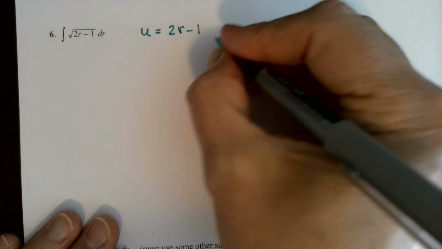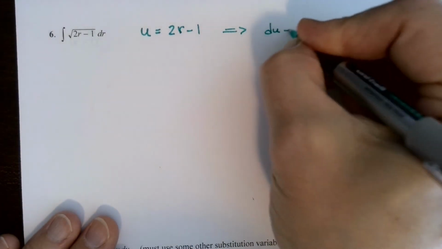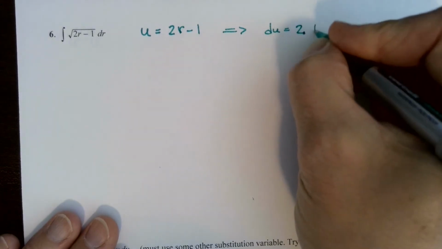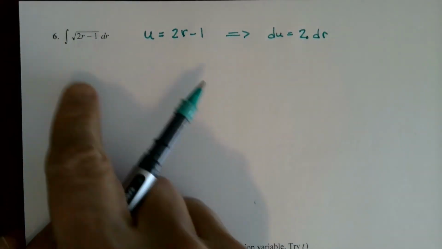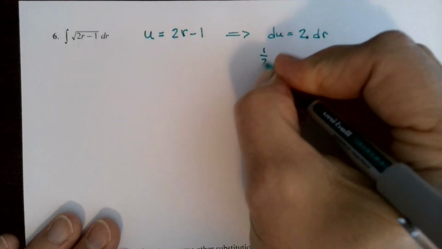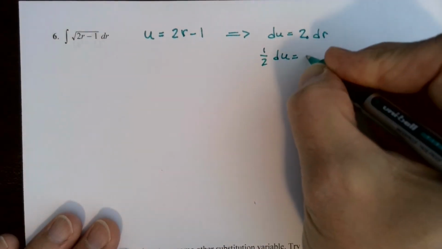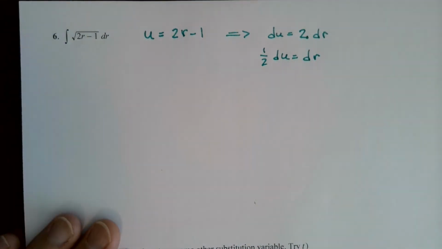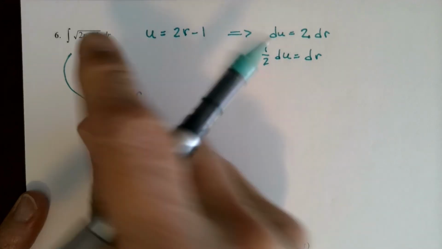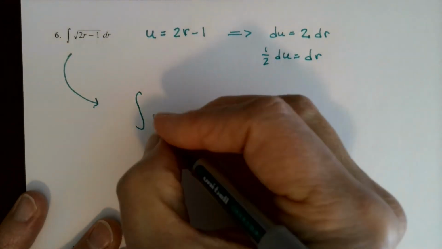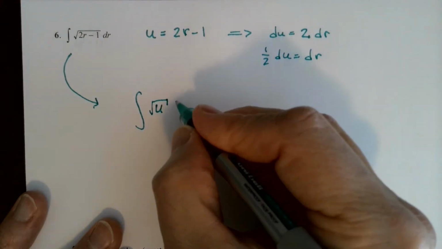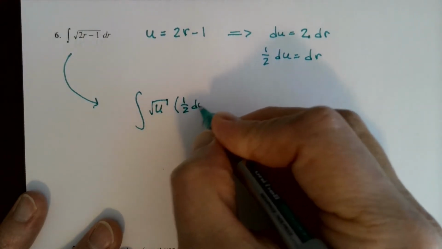Right? Now what is du? Du is the derivative of 2r minus 1 with respect to r, which is 2 dr. All right. Now look here, I just have a dr. I have 2 dr. So how do I get a dr? I multiply both sides by a half. 1/2 du, 1/2 times 2 is 1, is dr. Right. And now I can replace everything. I've got the integral. Square root of 2r minus 1 is the square root of u. And then times the dr, which is the 1/2 du.